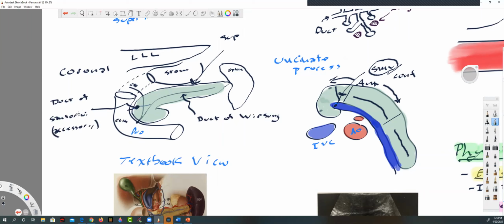We will rarely, pretty much never, see the duct of Santorini because it is smaller, and it'll never have, well, I won't say never, but it'll never have a bile stone in it because it's not connected to the bile ducts. It could get calcifications for other reasons. All right.